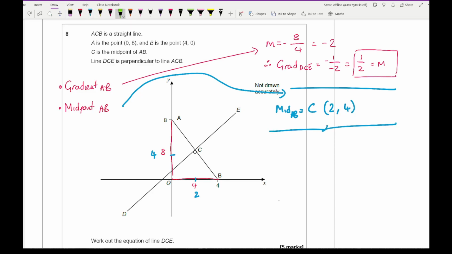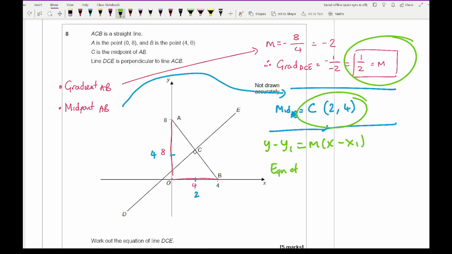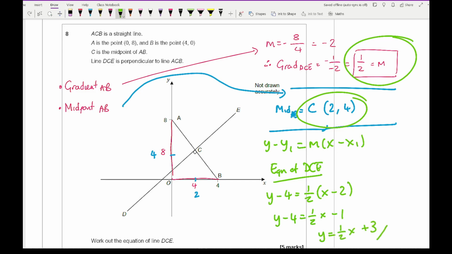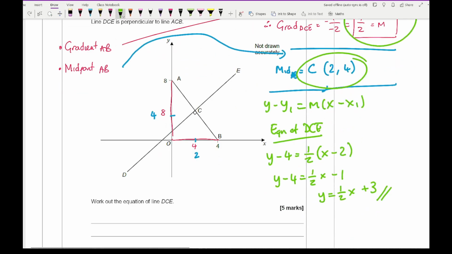So then using y minus y1 equals m(x minus x1), I can then use C and use the gradient to work out the equation of DCE. So the equation of DCE is going to equal y minus 4 equals a half (x minus 2). So then expanding the brackets, I get half x minus 1, and then taking the 4 over, I get y equals a half x, and it's going to be plus 3. And there is my final answer.